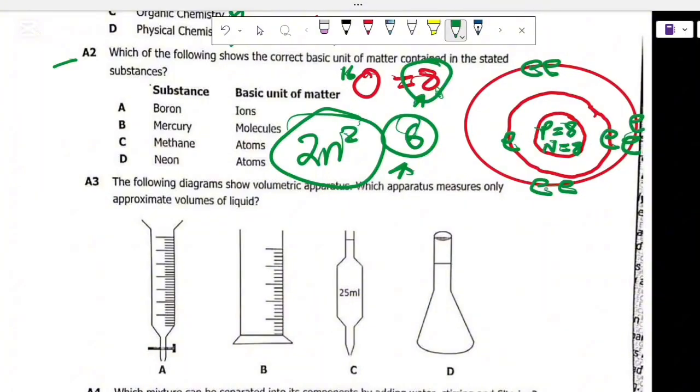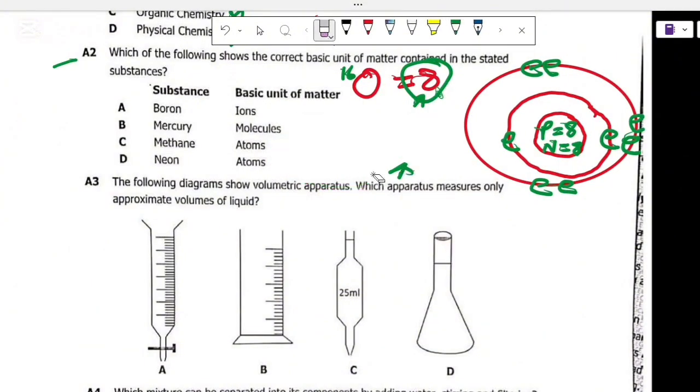But you can see that, yes, this is the proper structure of oxygen, but it is still unstable because it lacks the full or complete number of electrons in the second shell, which should be 8. It only has 6.